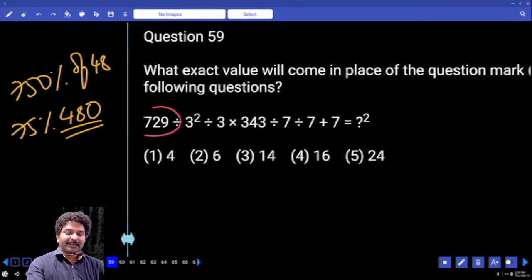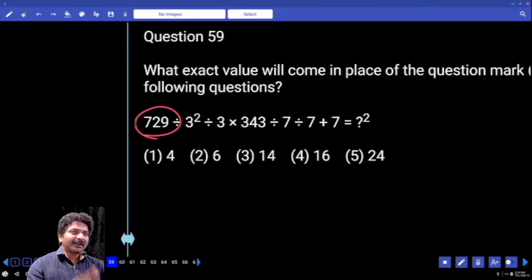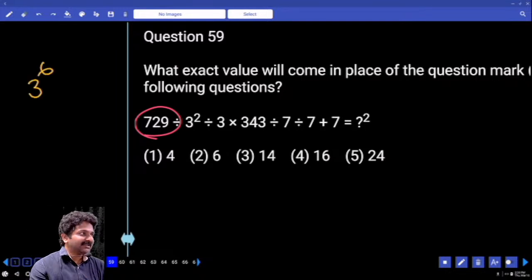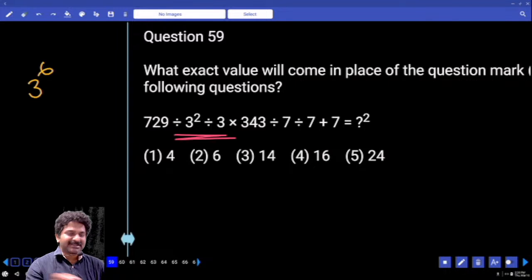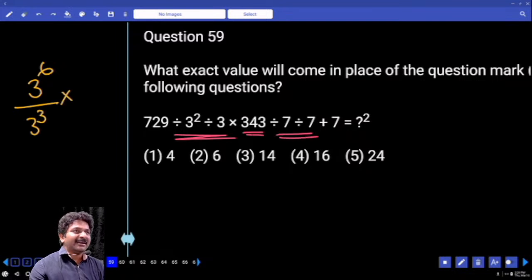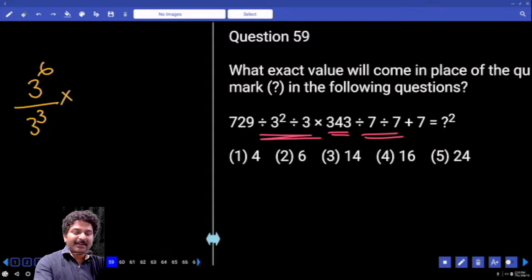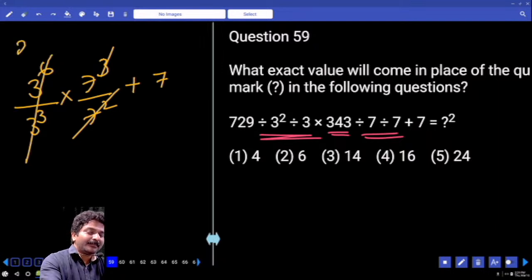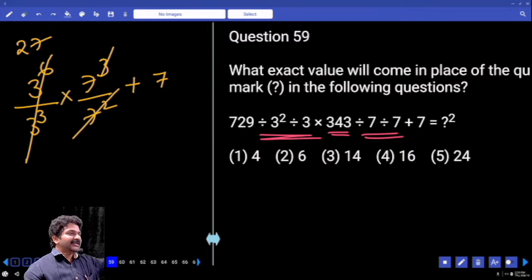Okay? What is this? 9 cube. Can 9 be written as 3 square? 3 square to the power of 3, that is 3 power 6. When you have continuous division, both the numbers come in the denominator only. That is 3 cube into 343, 7 cube divided by 7 divided by 7, that is divided by 7 square, which is 7 cube by 7 square plus 7. Can cube and squares be cancelled? 3 cube is 27 into 7 plus, can I write it as 7 times of 28?